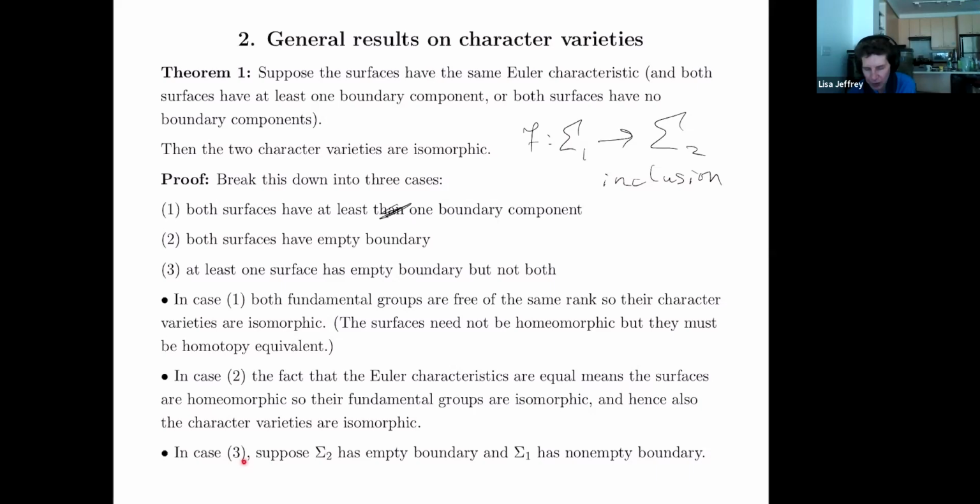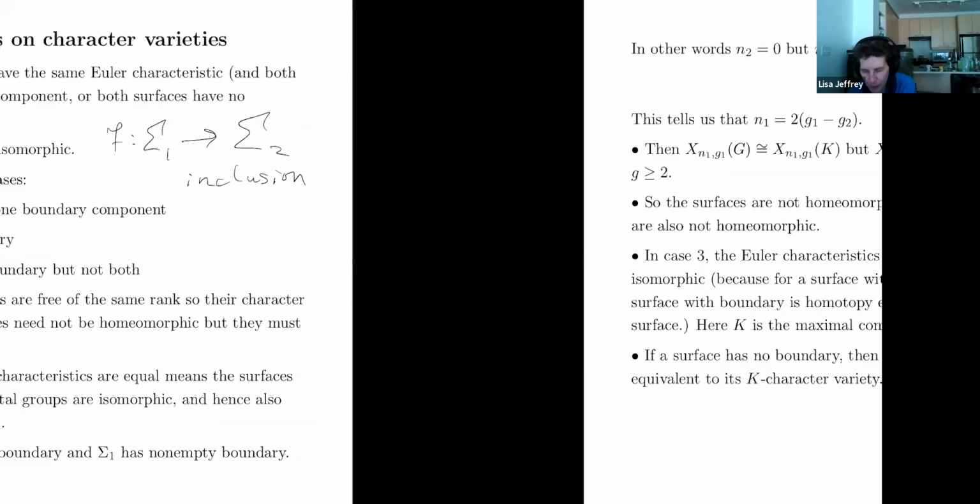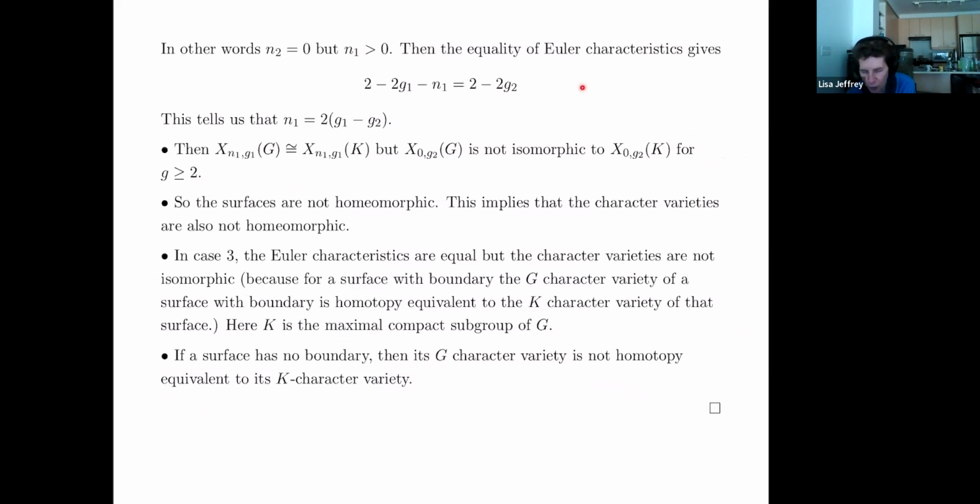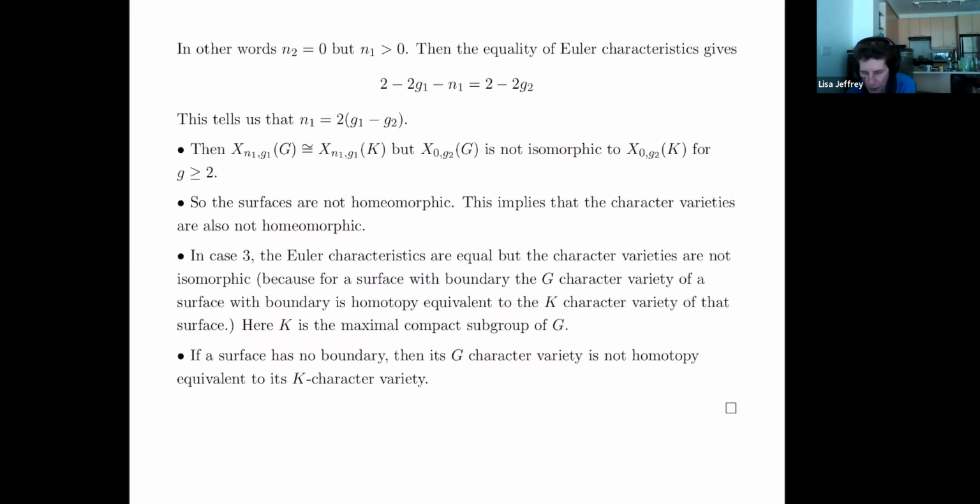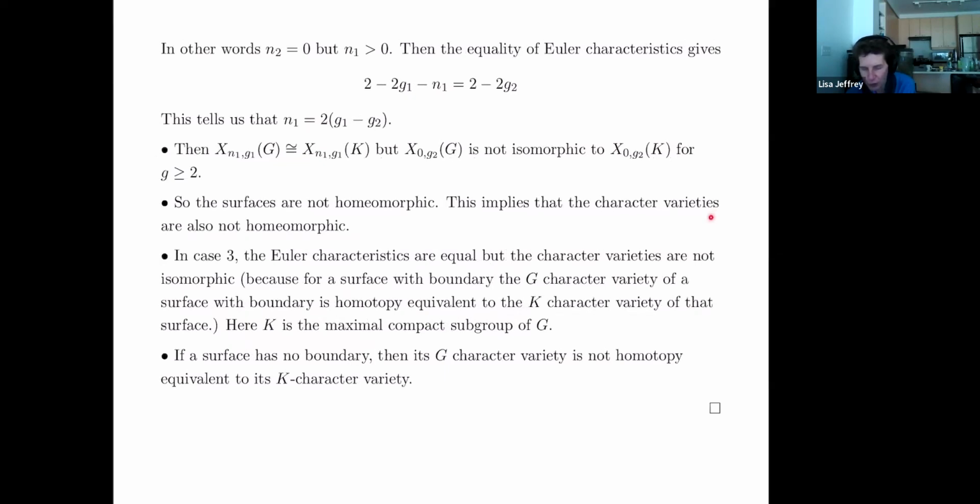In the third case, you get rapidly to a contradiction. So that can't happen. The Euler characteristics are equal, but the character varieties are not isomorphic. In this case, the character varieties are not homeomorphic.